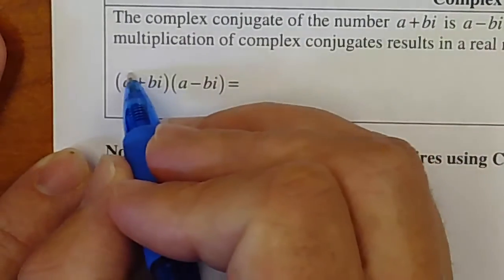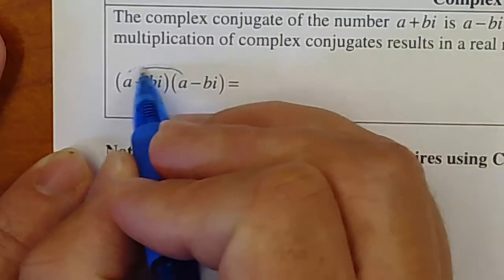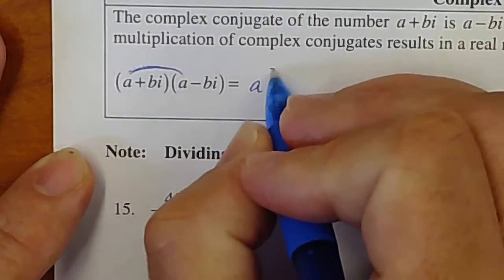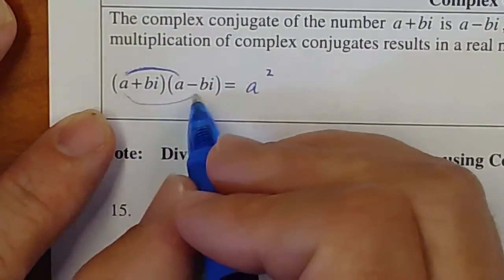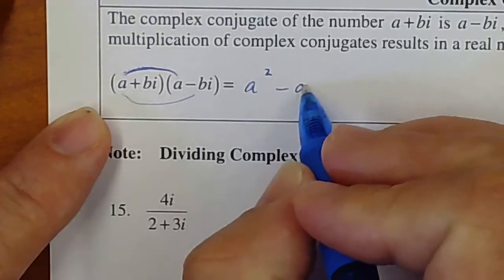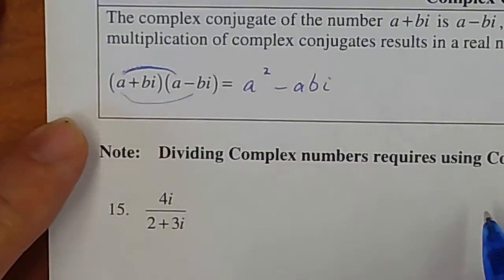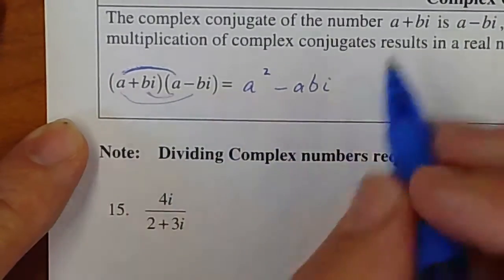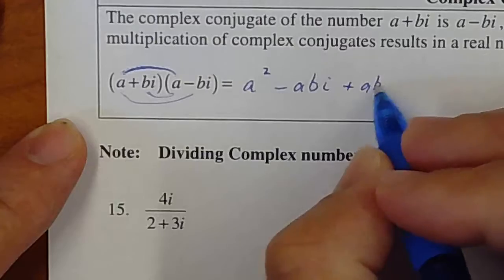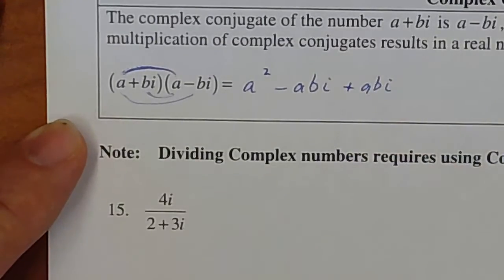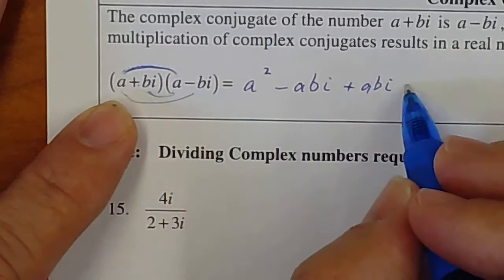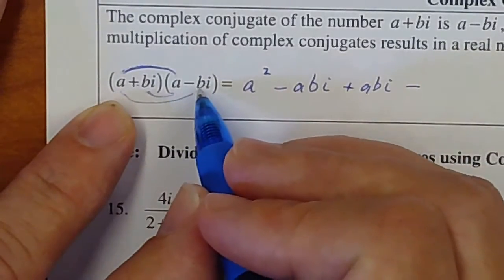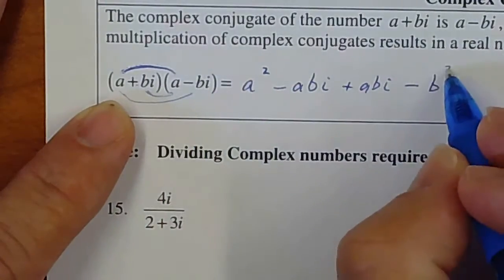So if we multiply this together, we have first times first. So we get a squared. Outside two terms, we're going to get negative abi. Inside two terms, we get positive abi. And the last two terms, positive times negative is negative, and we're going to have b squared i squared.